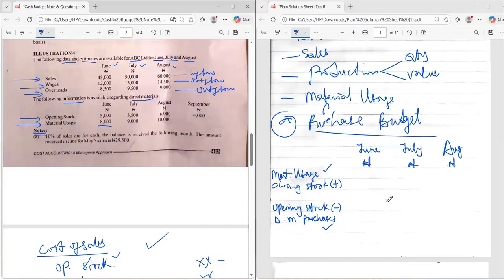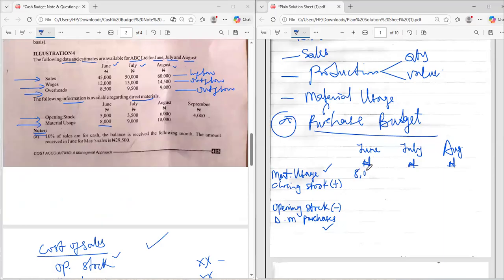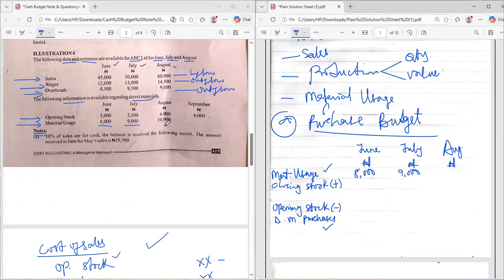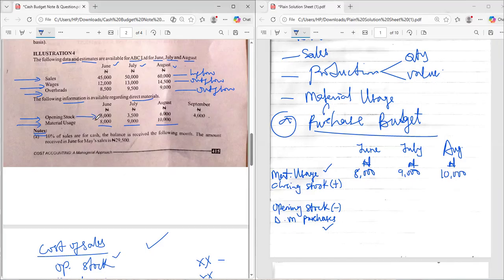June is how much? July is how much? August is how much? Now, what is our closing stock? Is it not there? If it's not there, use your brain. You have opening stock, so if you have opening stock, you should be able to get closing stock. Let me put opening stock first.